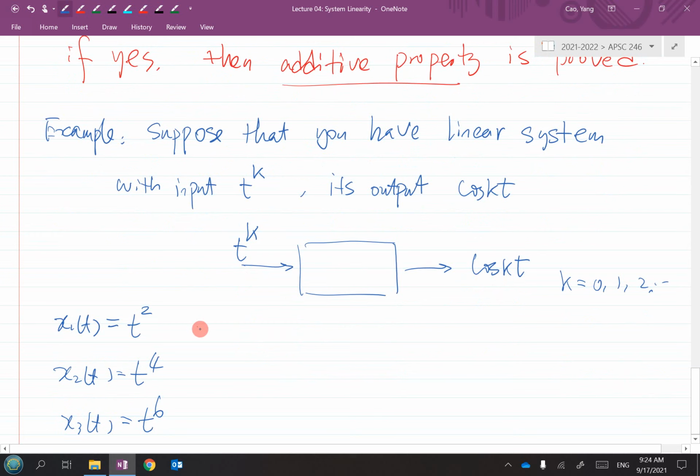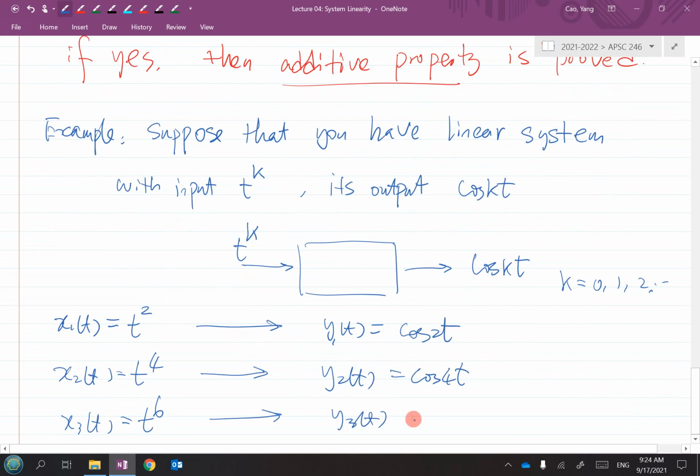Then obviously, according to the description of the system, when the input is t to the power 2, or t squared, your output, let's call it y1, would be cosine 2t. The second one, cosine 4t. Third one, cosine 6t. That's fairly straightforward.